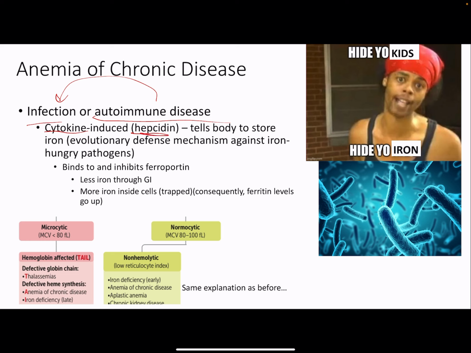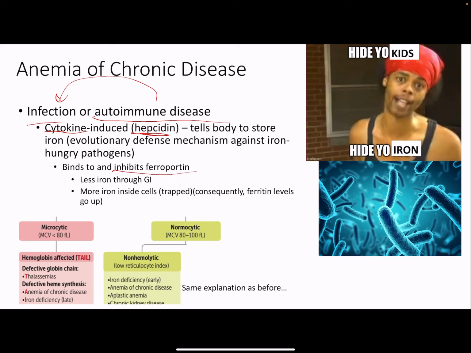And so a kind of interesting evolutionary defense mechanism is that a lot of pathogens want to come in, and it's really important that they get iron. So one of the first things they'll do if they're trying to replicate inside of you is they'll steal a lot of your iron. So as a defense mechanism, your body kind of salts the earth a little bit, and the hepcidin is going to inhibit ferroportin.